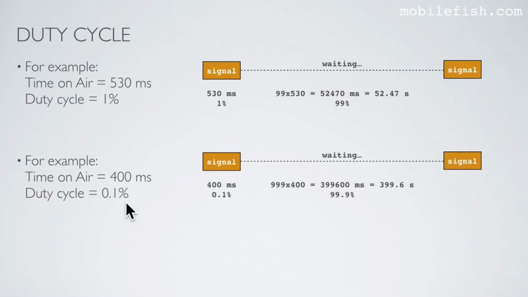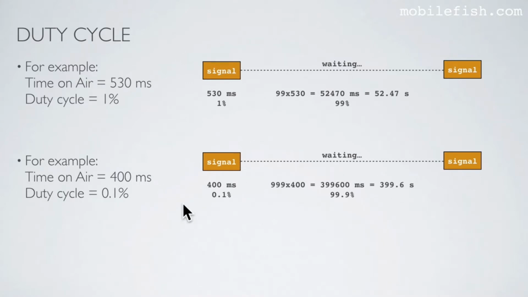Here's another example. Time on air is 400 milliseconds. And now the duty cycle is 0.1%. So 400 milliseconds represents 0.1%. So 999 times this time on air equals 399.6 seconds. So after you have sent this signal, you have to wait 399.6 seconds before you can send the same signal again.